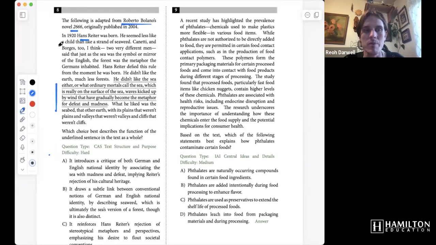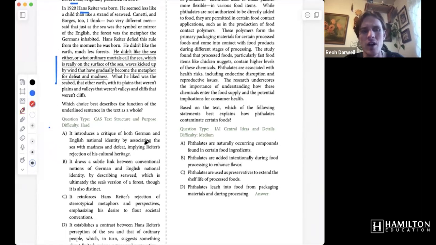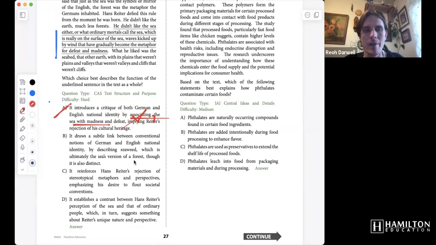We see that some people say the sea is the symbol for the English, but the forest is the symbol for the Germans. And this guy, Hans Reiter, on the other hand, didn't like the sea, nor really the forest. What he liked was the seabed. So something totally different. So A is going too far, associating the sea with madness and defeat. Unclear where this comes from, unsupported. If you're answering with that one, you're reading too deeply into this literature.